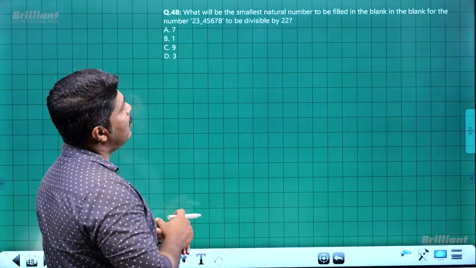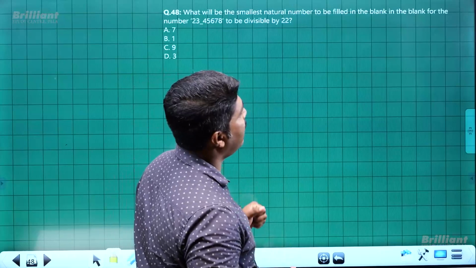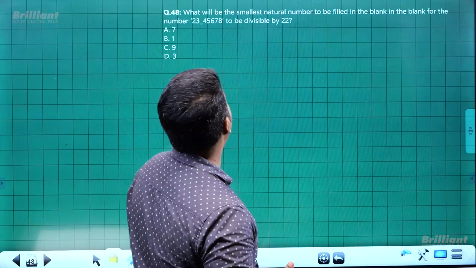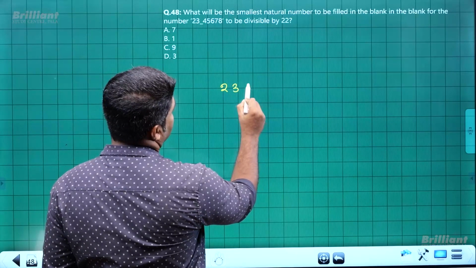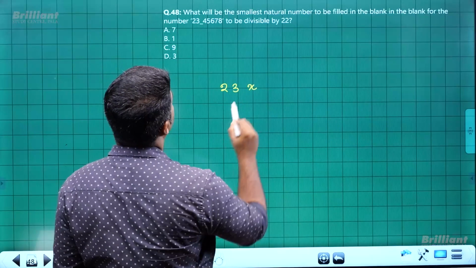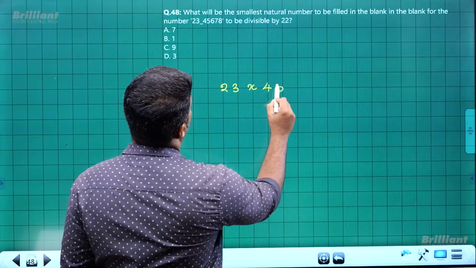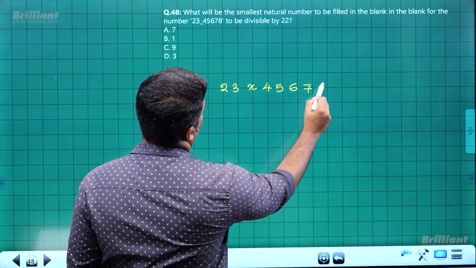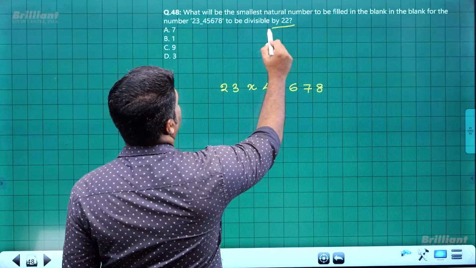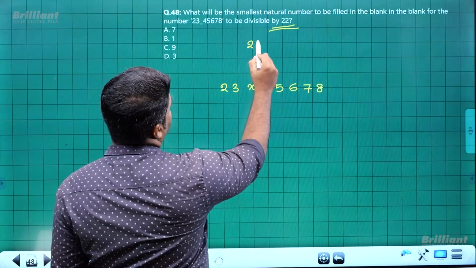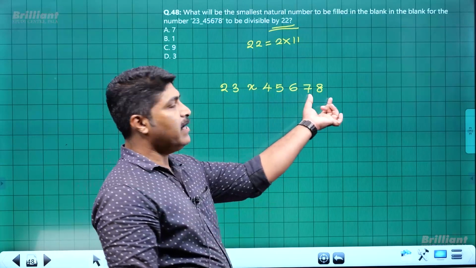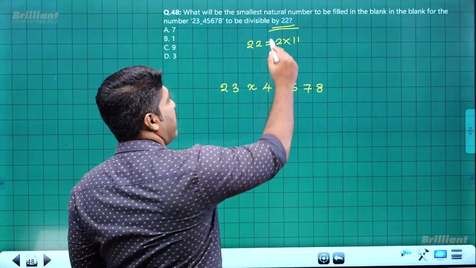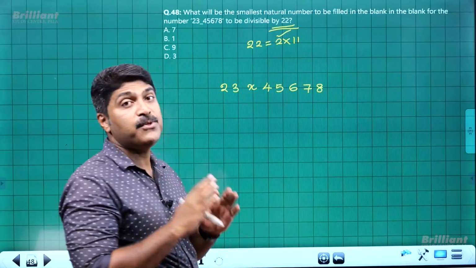What will be the smallest natural number to be filled in the blank for the number 2, 3, blank, 4, 5, 6, 7, 8 to be divisible by 22? Instead of that blank, I am writing x. You just understand this 22 is nothing but 2 into 11. As we know, its unit digit is 8. Therefore, it's divisible by 2. It should be divisible by 11.